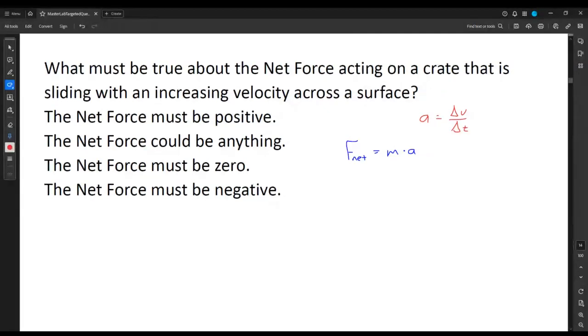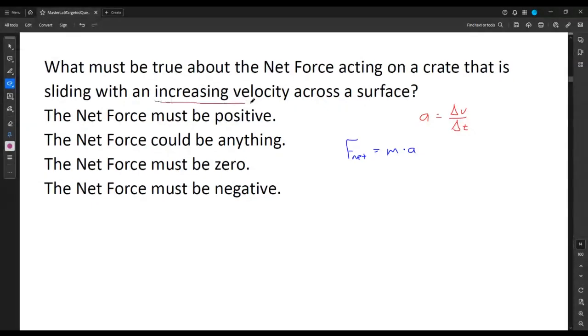With an increasing velocity, that means that the velocity is going up. So that means that my change in velocity is positive, which in turn means that my acceleration is positive, and that's going to mean that my net force is positive. So greater than zero must be positive. That's going to be this one.